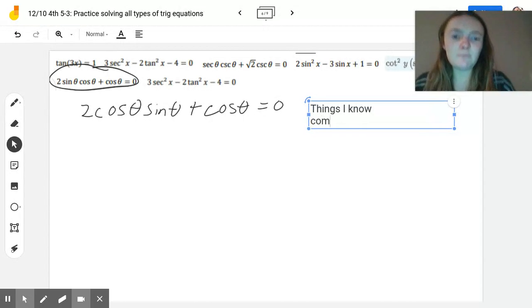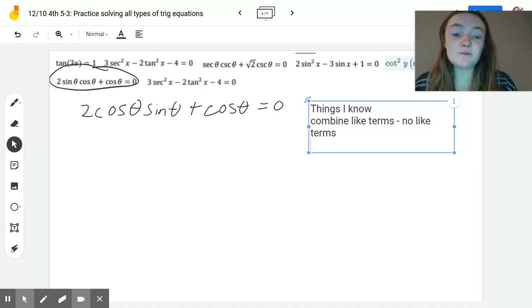Well, I could combine like terms. But I can't really combine like terms here, because cosine theta times sine theta and cosine theta aren't like terms. So in this case, we have no like terms. Next thing I can look to do is factor. That could mean factoring a trinomial, or factoring a common factor. In this case, I see a common factor.